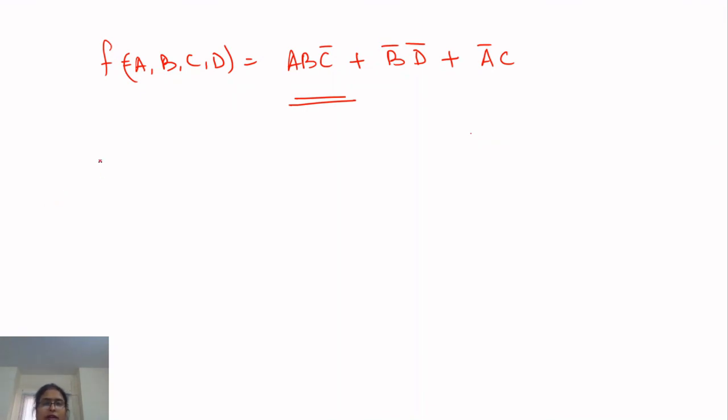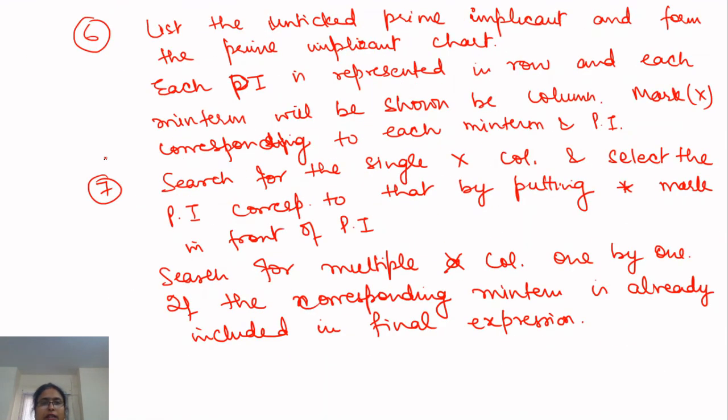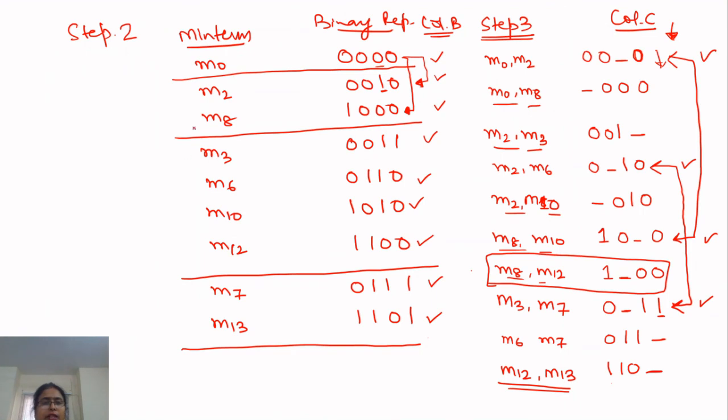Clear? So this way, let me summarize it again. You are given a problem with variables and with minterms like this. First step is you have to write the binary equivalent. Then in the second step, you have to make a grouping by number of ones. In the first group, 0 number of ones. In the second group, 1 number of ones. In the third group, 2 number of ones. In the fourth group, 3 number of ones.